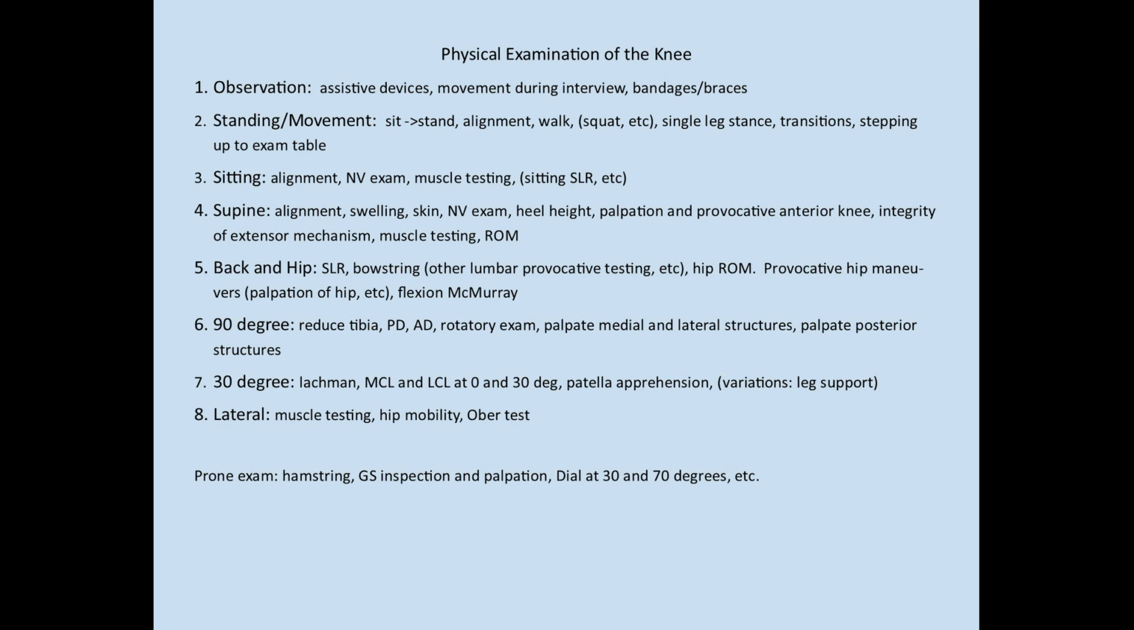More typically, I do my muscle testing exam for the hip flexors, quadriceps, and hamstrings at this time. I can test ankle and foot muscle strength as well. The next phase is the supine exam. I start at the feet and look again at alignment and hip rotation, looking at the foot external rotation position. I check the dorsalis pedis and posterior tibialis pulses.